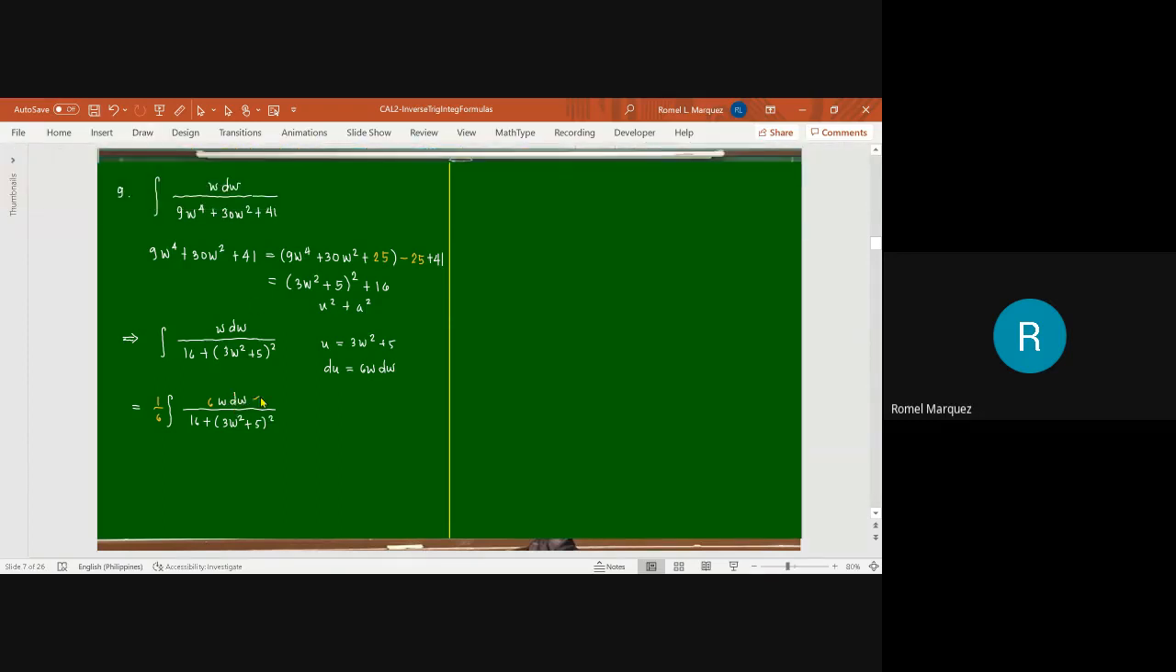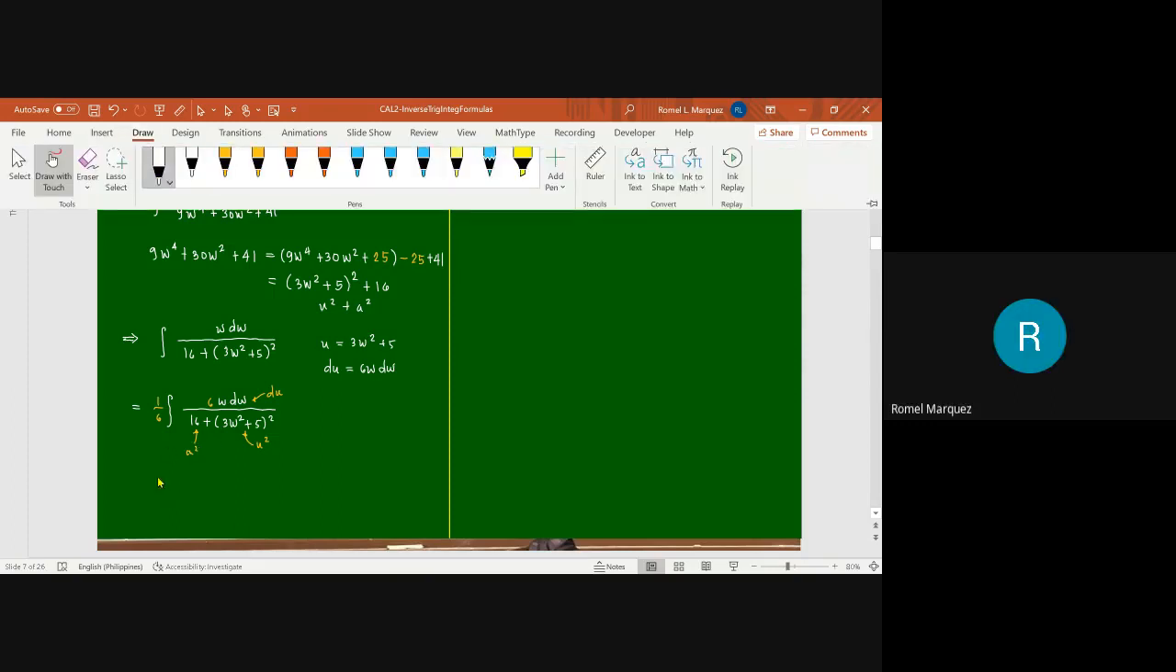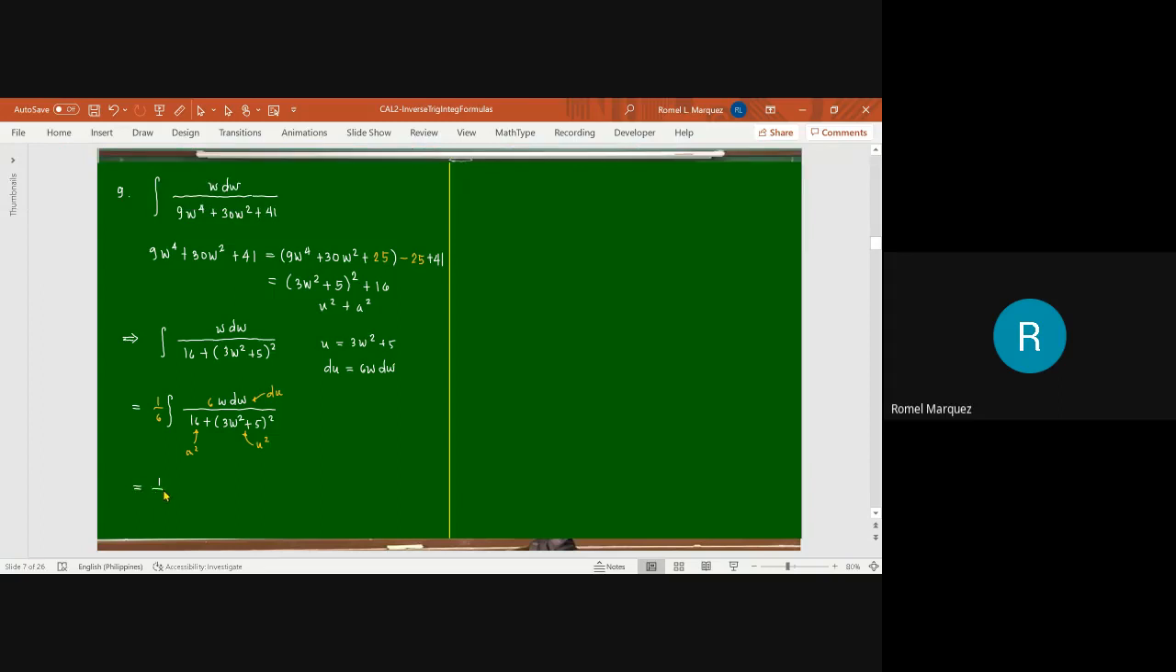So what is this, children? This is du. This is u squared. And this is a squared. That's now already the formula, no? It fits the formula now. 1 over 6 times 1 over a, arctangent of u. But what is my u? 3w squared plus 5, all over, what is a?